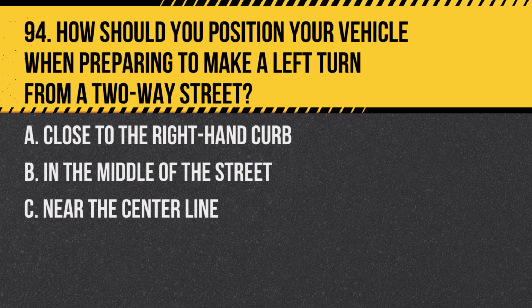Question 94. How should you position your vehicle when preparing to make a left turn from a two-way street? A. Close to the right-hand curb. B. In the middle of the street. C. Near the center line.